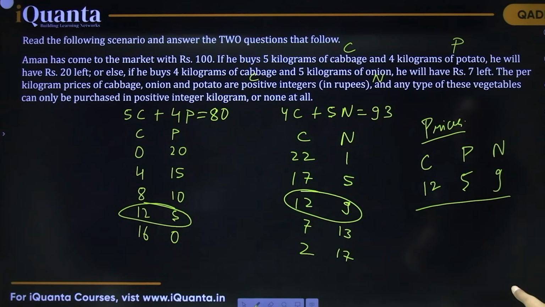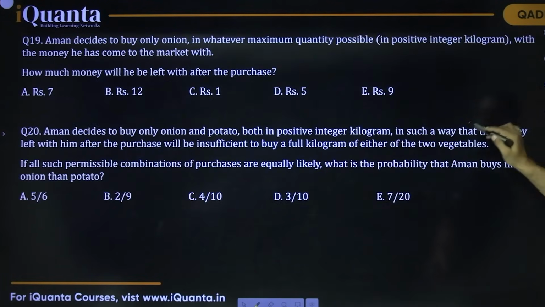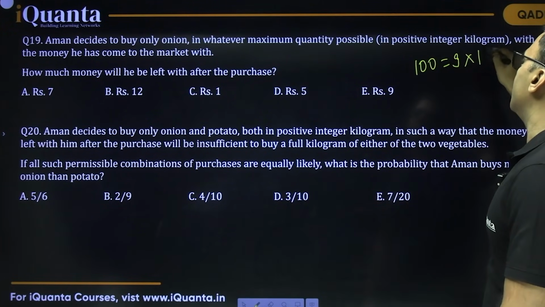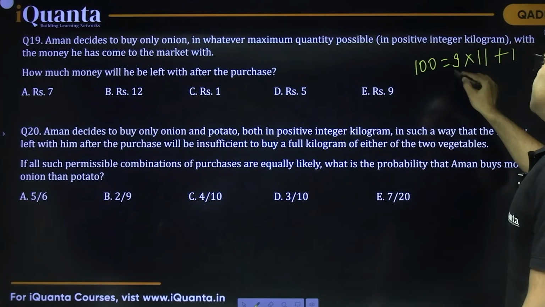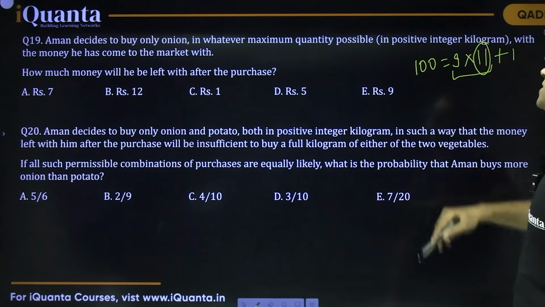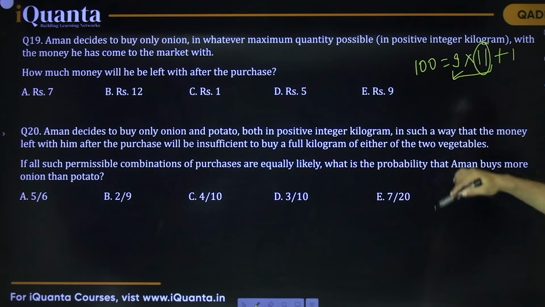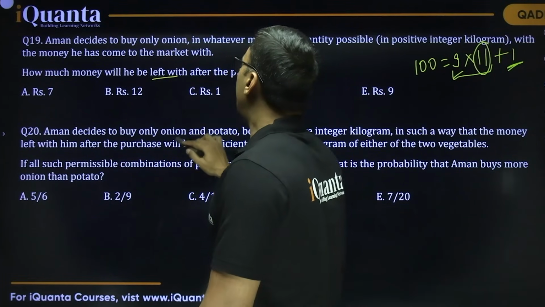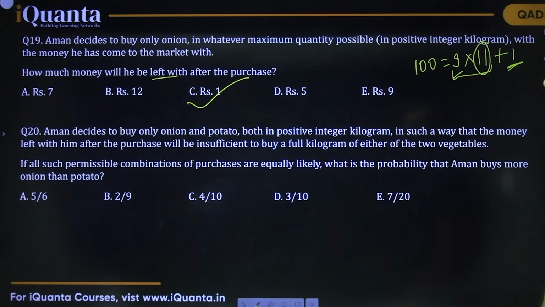Let's look at the price. Price of onion is 9. And with 100 rupees, if I divide 100 by 9, 9 into 11 is 99, plus 1. 11 kg is the maximum quantity that I can buy at a price of 9 rupees per kg. So 1 rupee will be left. Okay, so option C is the correct answer, right?